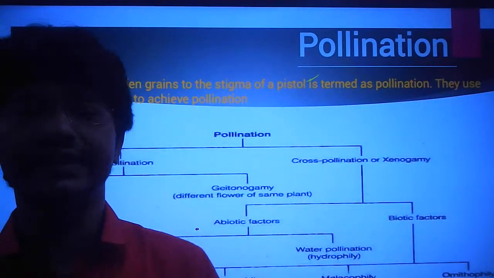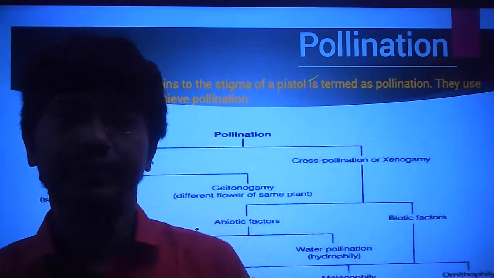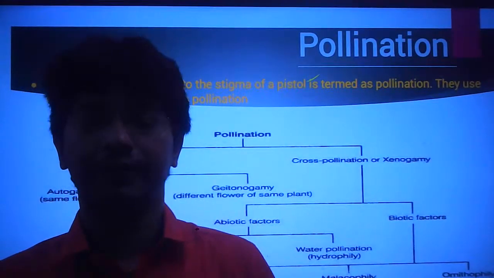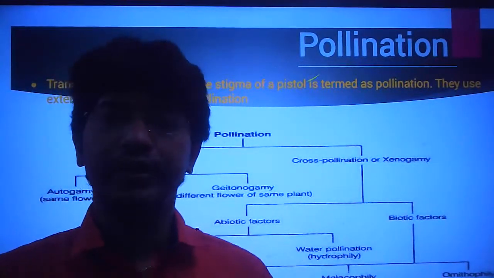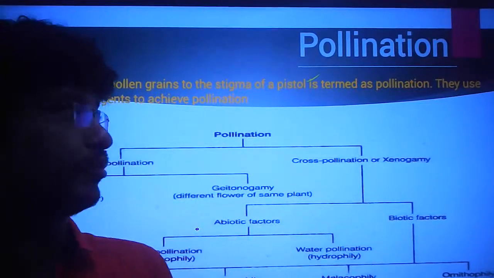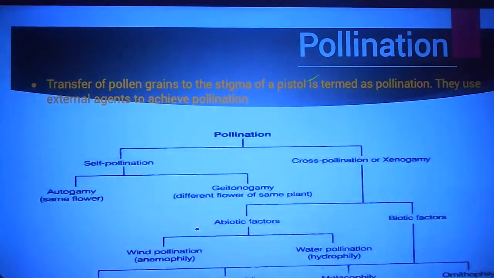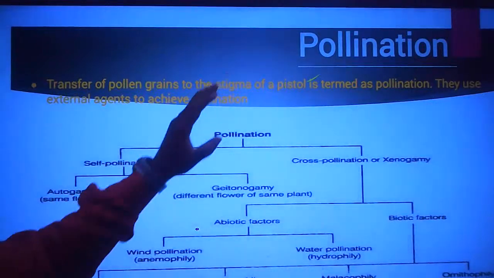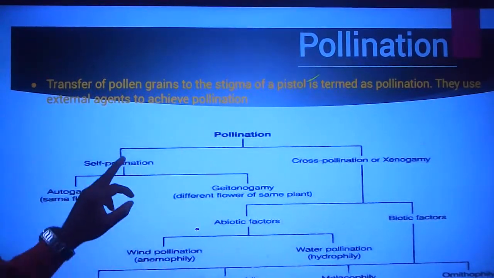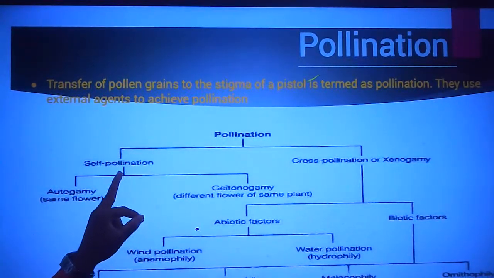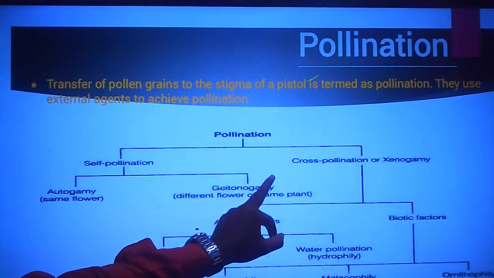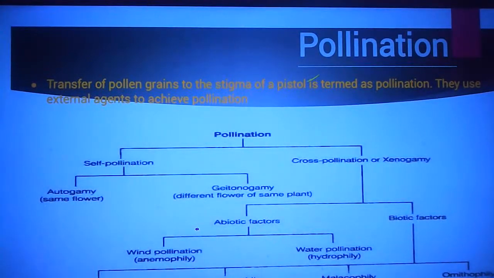Very shortly we're going to discuss autogamy, geitonogamy, and xenogamy. Simply, we classify pollination into self-pollination and cross-pollination. Pollination is a stage before fertilization. Self-pollination can be subclassified into autogamy and geitonogamy.